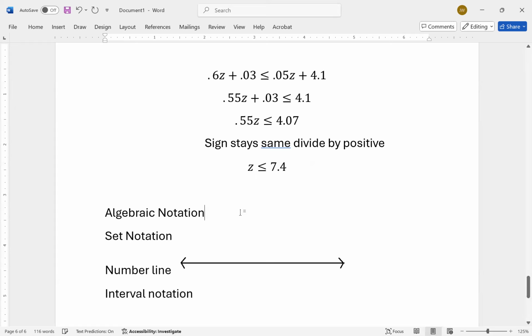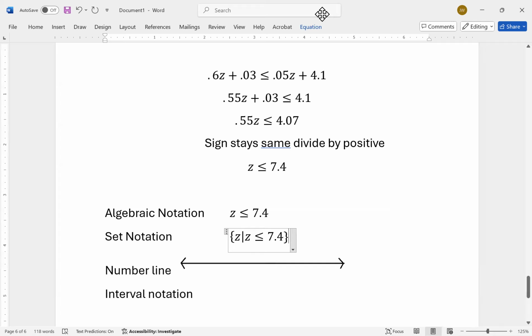And that's the algebraic notation. The algebraic notation is that z is less than or equal to 7.4. The set notation is very similar. It just says the set of all z values such that z is less than or equal to 7.4.